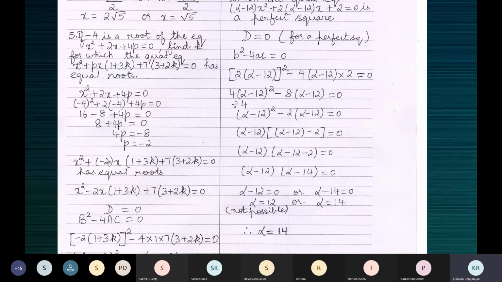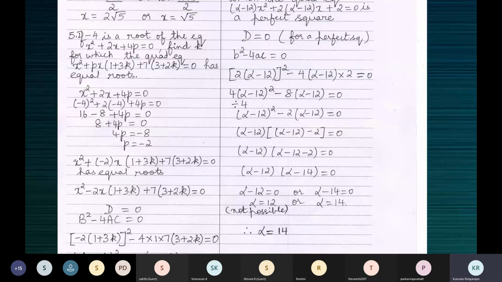So after finding p, this is the second quadratic equation. Instead of p, use minus 2. You can see x squared minus 2x, and then 1 plus 3k plus 7 into 3 plus 2k is equal to 0. The only difference is in place of p, we've used minus 2. It's given that this equation has equal roots. You don't have to prove that it has equal roots. It is given to you.